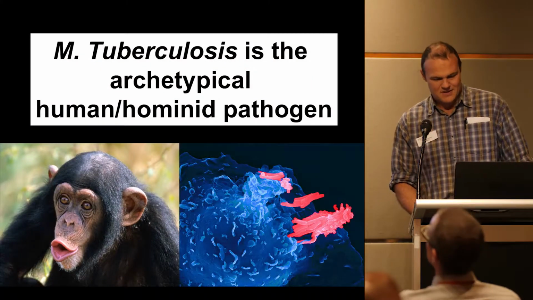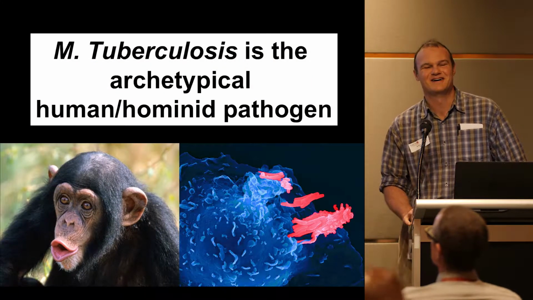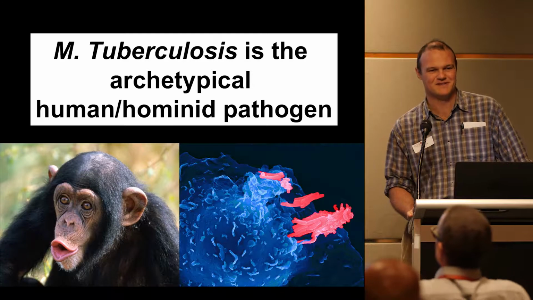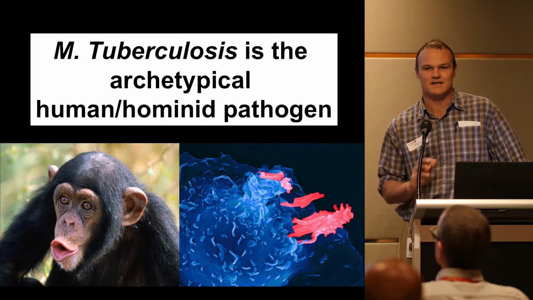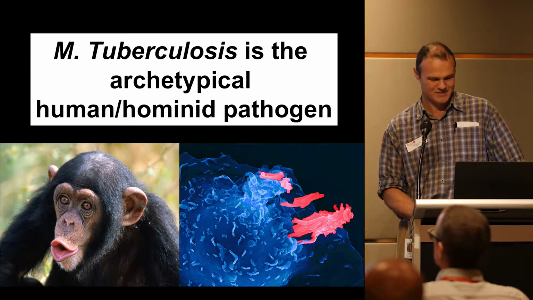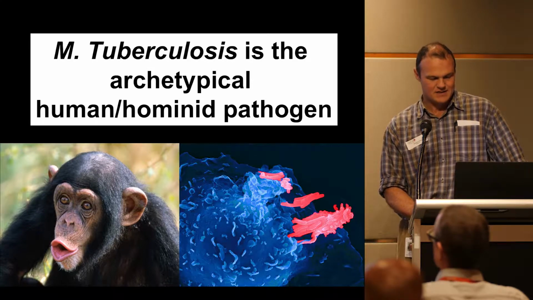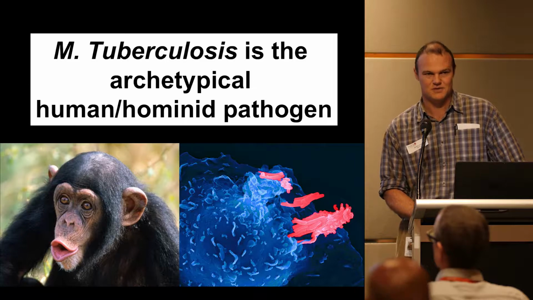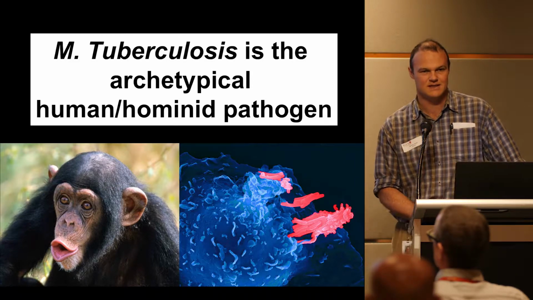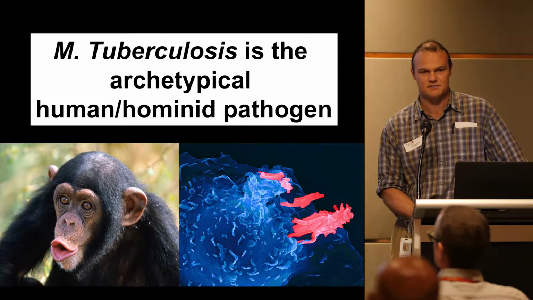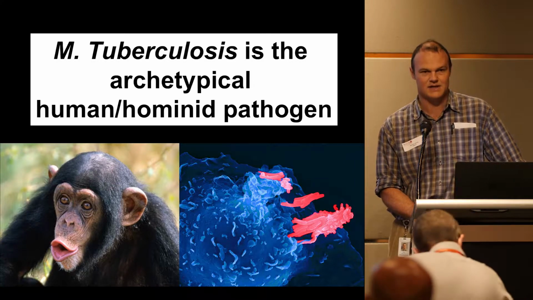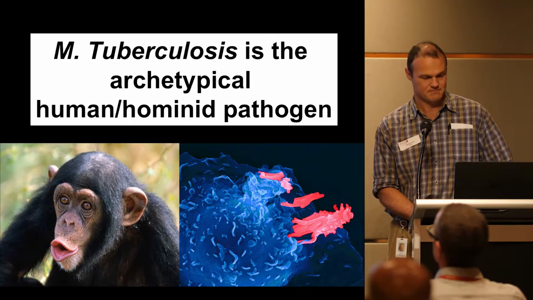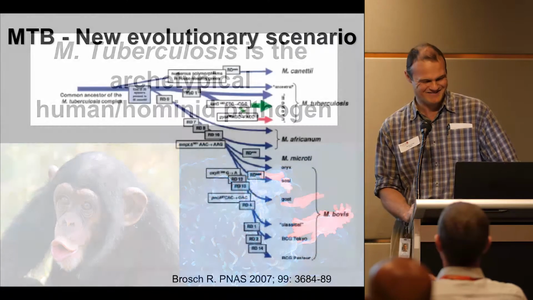So briefly, for those of you who are not working in the TB field, I think it's now believed that TB is probably the archetypical human hominid pathogen. And there's very good data to show from archaeological evidence that the emergence of TB as a respiratory pathogen in humans is probably related to the fact that we are the only species that have controlled fire. I'll get back to that in a minute.